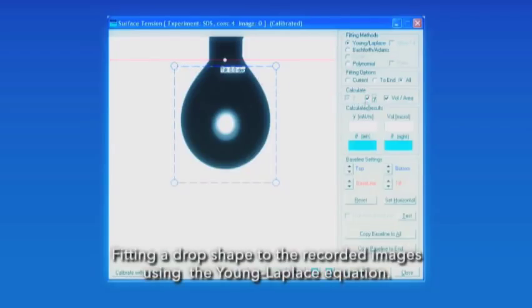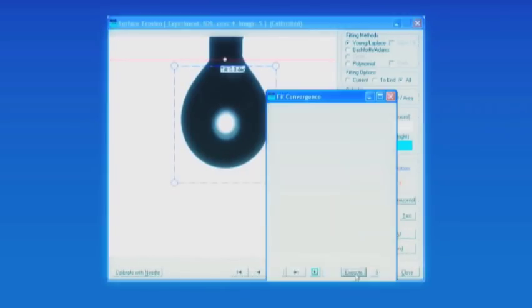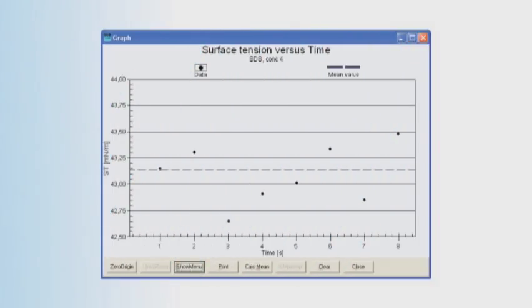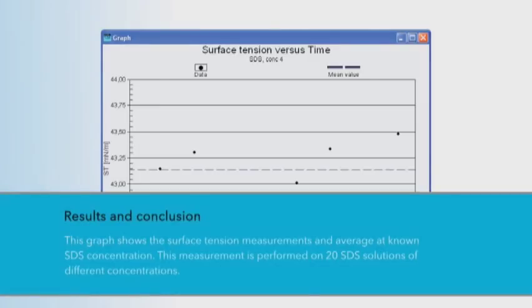Then, the drop shape is fitted using the Young-Laplace equation. The fitted curve can be seen as a border around the drop. This graph shows the surface tension measurements and average at known STS concentration. This measurement is performed on 20 STS solutions of different concentrations.